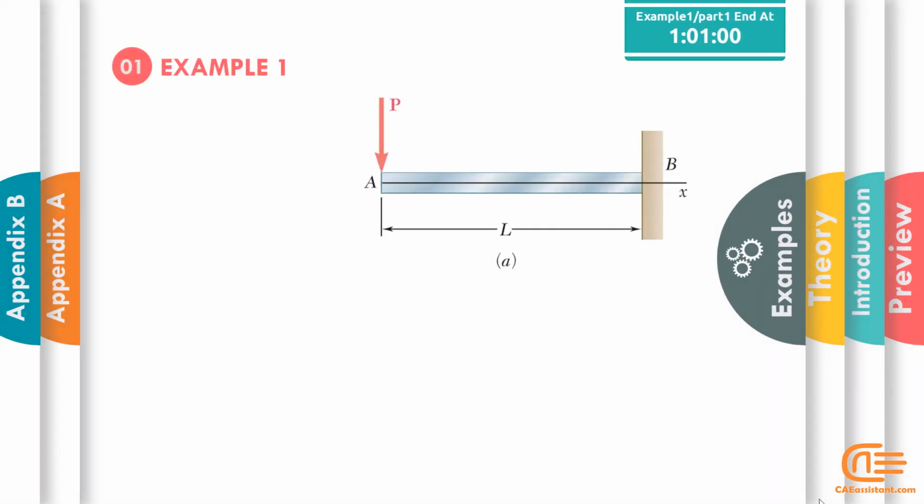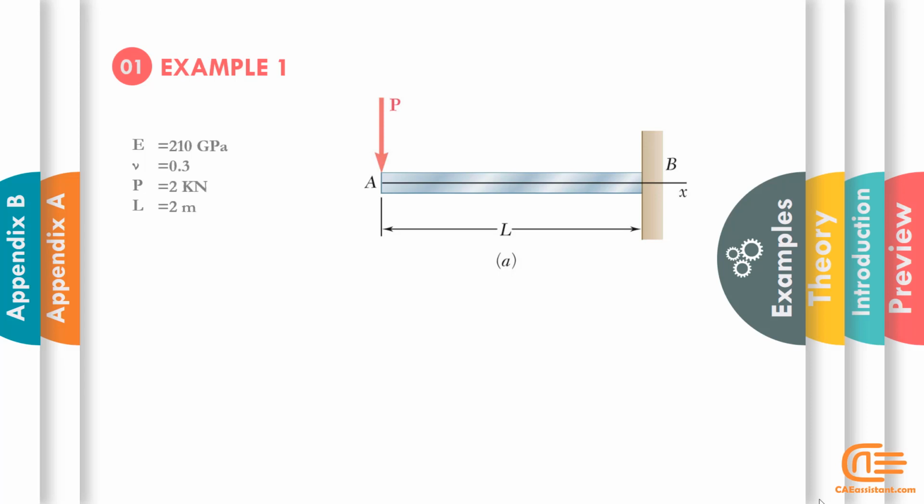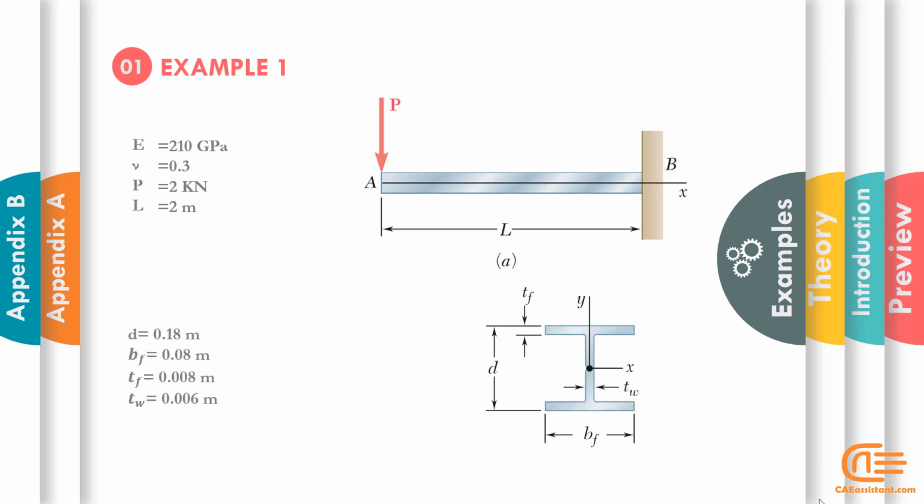We want to simulate the I-shaped beam under the concentrated transverse loading P. First, let's model it statically. Things that we need to define for static analysis include Young's modulus, Poisson's ratio, and of course the amount of force and geometrical dimensions. Let's consider the following values for the model.